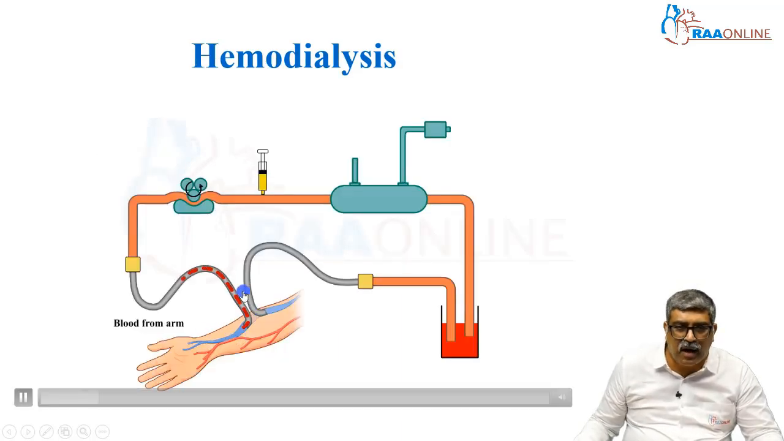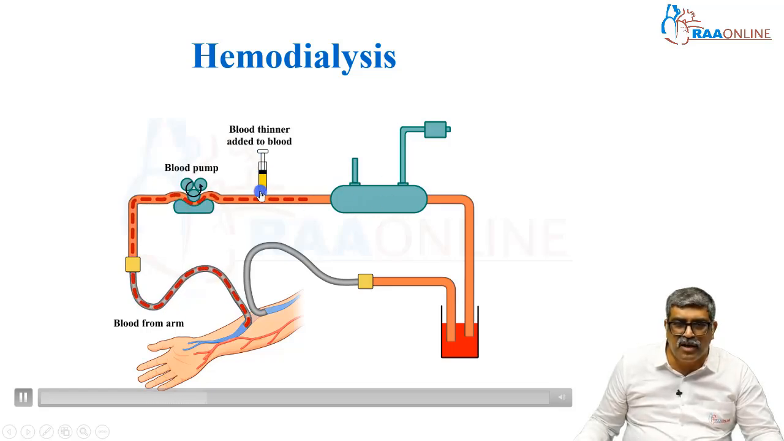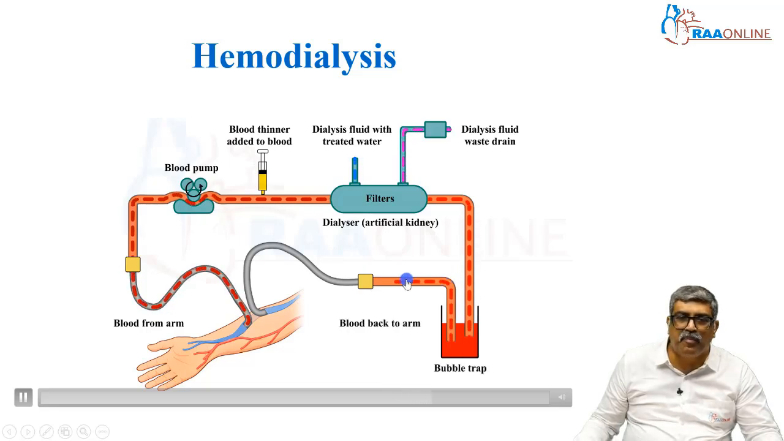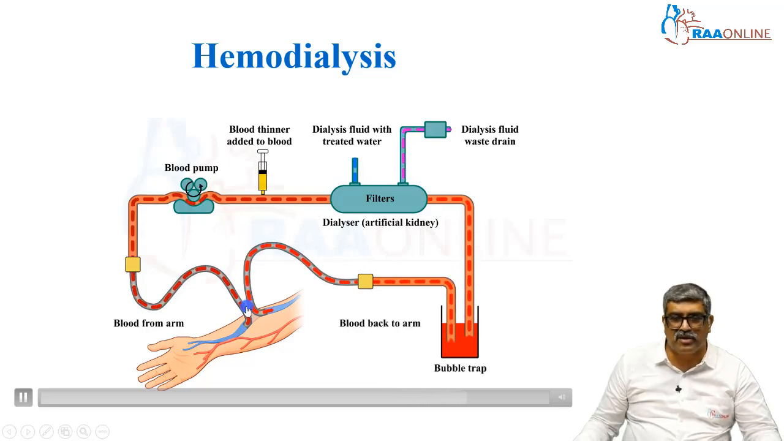Here the blood from the arm is taken and via a pump it is pumped into the dialysis chamber. Before that you have to anticoagulate the patient. The dialysis fluid is added here and there is a filter which removes the waste. Here the dialysis fluid is drained and the remaining blood is collected and pumped back into the circulation. So you take the blood, filter it and then return it back to the circulation.